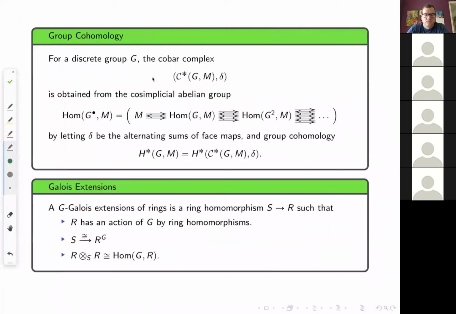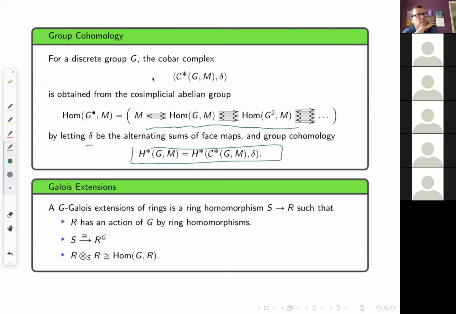So group cohomology: if you have a discrete group, how do you compute group cohomology? Well, one way you can do it, if you look at Wikipedia, that's what it'll tell you to do, is you can form the cobar complex. This is formed from the co-simplicial abelian group, which looks like something like that. And then you let delta act by alternating sums of face maps, and then you take the cohomology, and you get group cohomology. So it feels a little bit like what I was talking about for the Ext groups that I mentioned earlier. So that's refresher one.